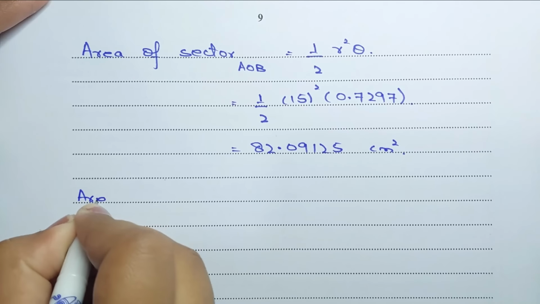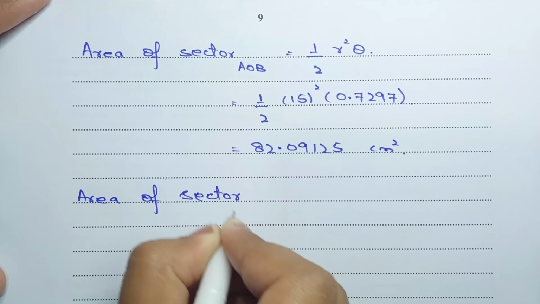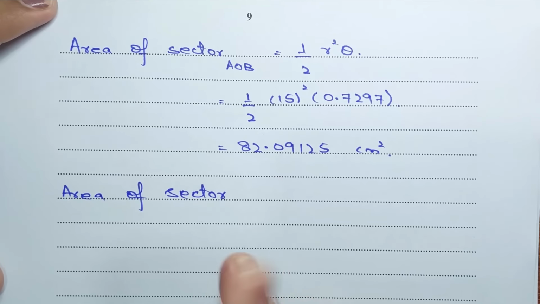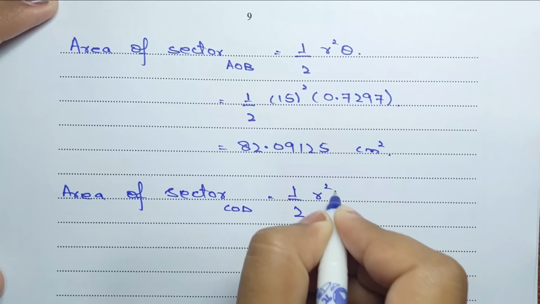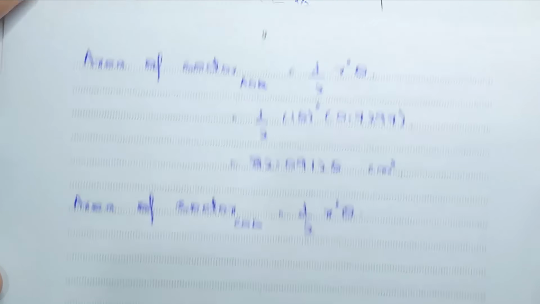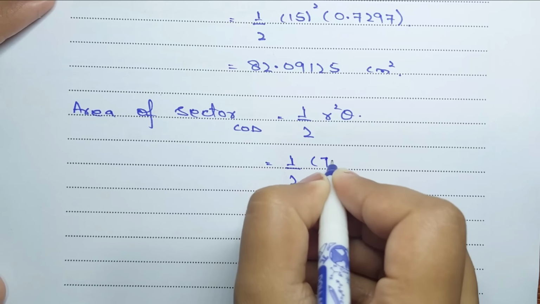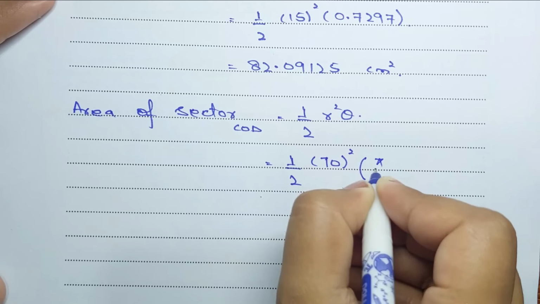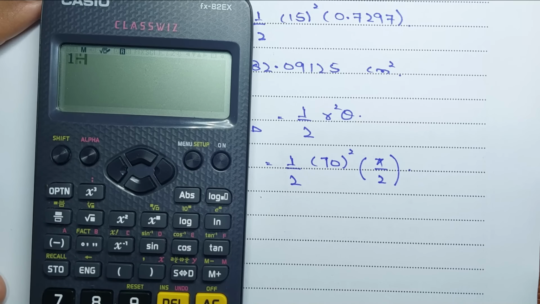Okay, the next area of this sector, let me work on. So we can say area of the sector COD, which is half radius square theta. So radius is 10 and theta is pi by 2. So half, we have 10 square and pi by 2. So 1 by 2 times 10 square times pi by 2. This is 25 pi.